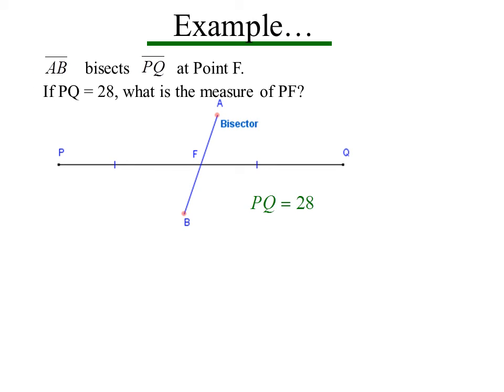It tells me that PQ is 28, so I know the whole length of PQ is 28. But I also know that PF has to equal FQ because AB is a bisector, which means it's breaking this segment up into two equal pieces. Well, if PQ is 28 and the two segments have to be congruent, I know that PF and FQ have to be 14 units. It would have to be half of the 28.